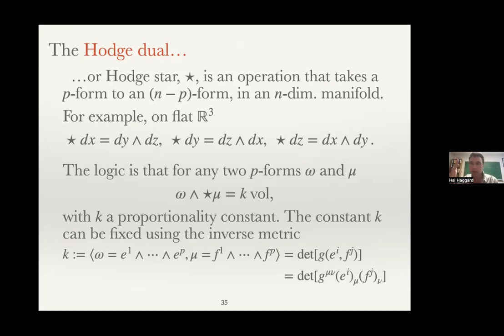To build a little intuition, let's just do a concrete, very specific example. Take flat R3 Euclidean space. Then the Hodge star of dx is going to be, well, dx is a 1 form, so we expect to get a 2 form out.